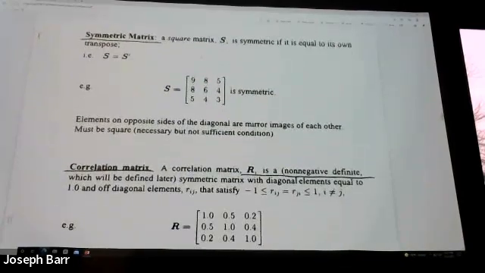And symmetric matrix. If you have a matrix that equals its transpose, okay, S equals the transpose of S. If you change the rows and the columns, okay, 8 becomes 8 here, 5 becomes 5 here, 4 becomes 4 here. It's exactly the same. So this is called symmetric. Just like covariance matrix, correlation matrix, they are all symmetric. Okay, so you only need to make sure these elements are exactly the same.